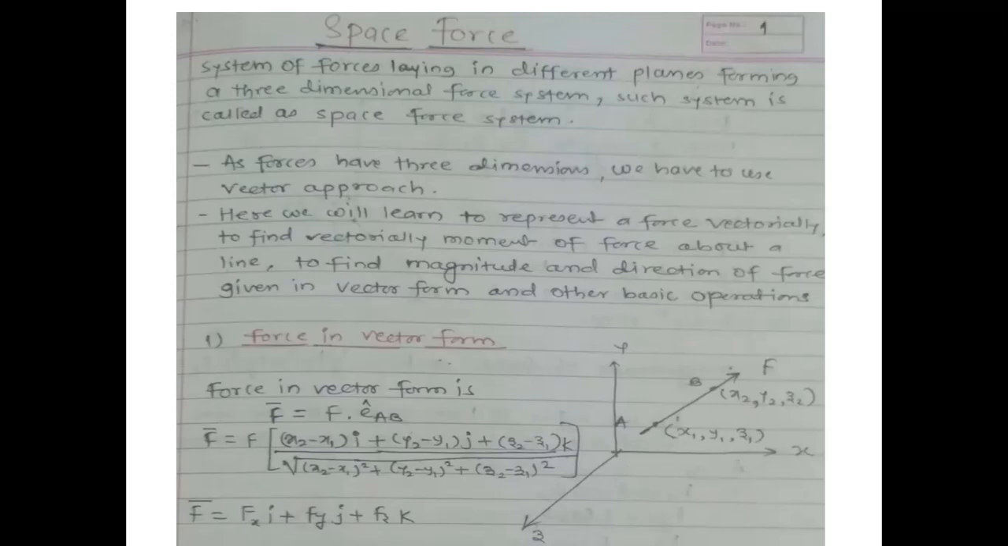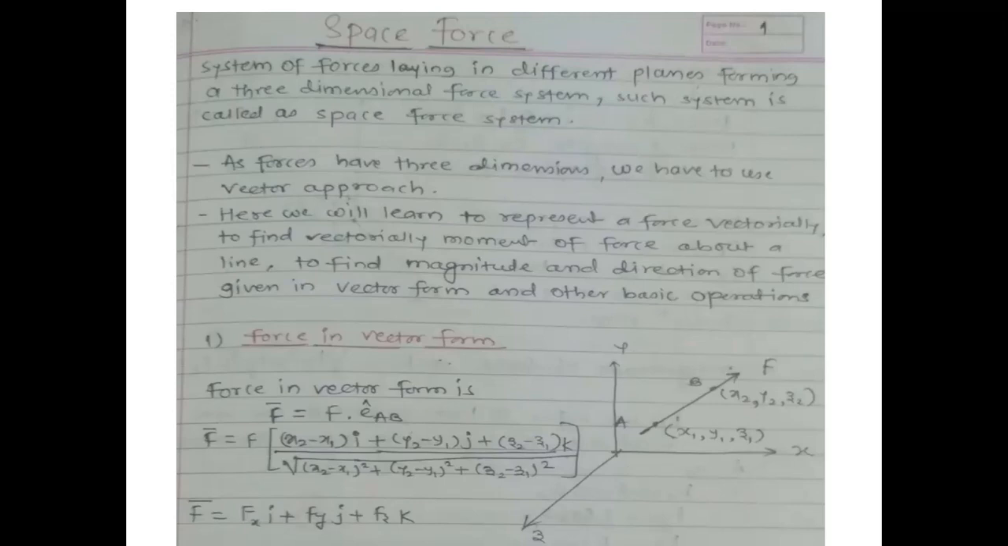As I told you previously, in the first chapter we have learned about the coplanar force system. If all the forces are lying in the same plane, then they are coplanar. If a few forces are in one plane and another few forces are lying in a different plane, then that kind of force system is called a non-coplanar force system, which is roughly called a space force.